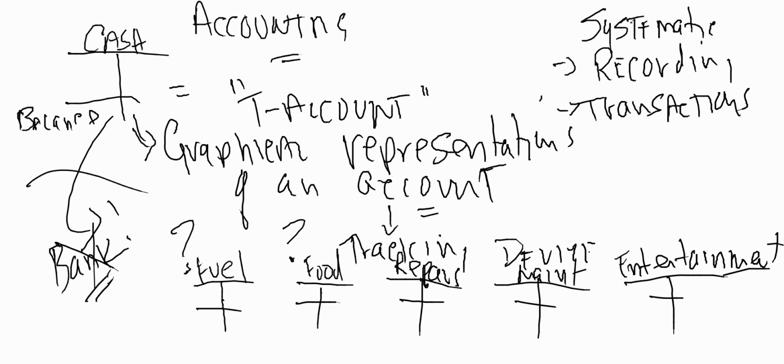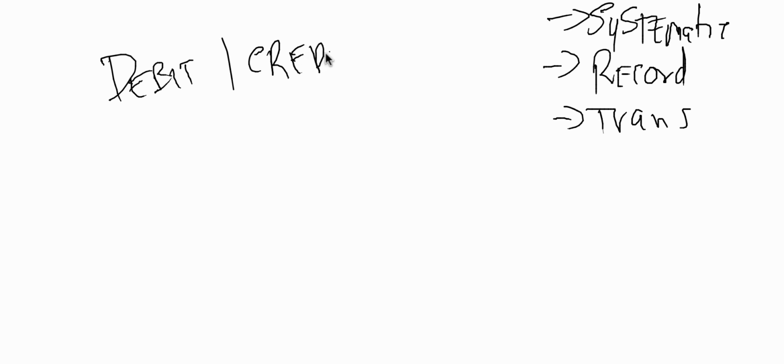Okay, so here, we're now looking at the systematic recording of these transactions, and we know what the transactions are now. We know what we use in accounting to record those transactions. Those are the T accounts, or an account. Now, for the systematic part, I'm running out of time, so the next tutorial will talk about debits and credits as a means of systematically recording these transactions. So I will see you next time.